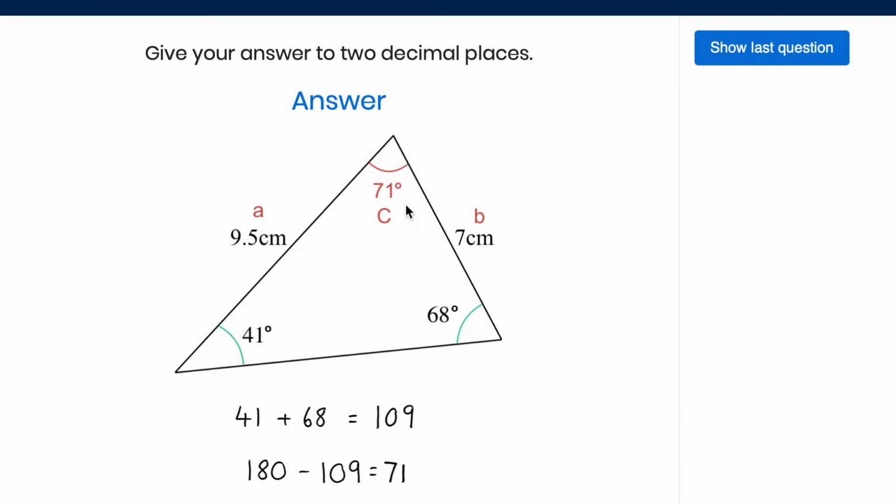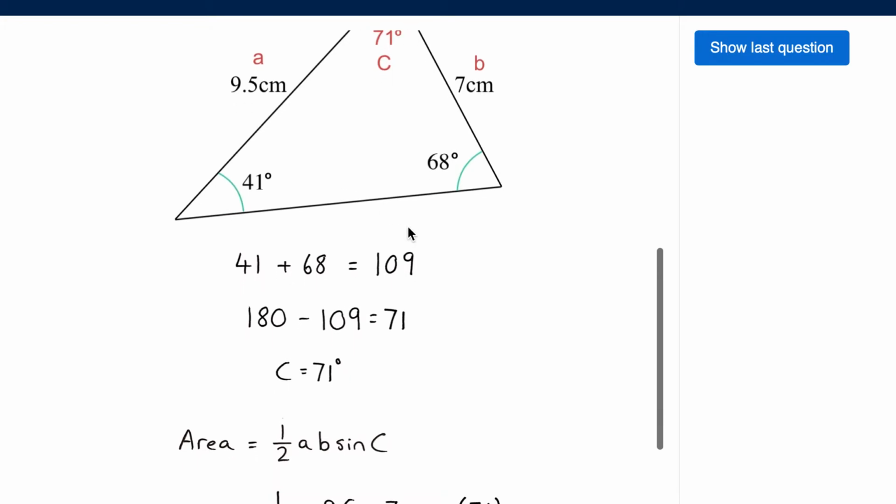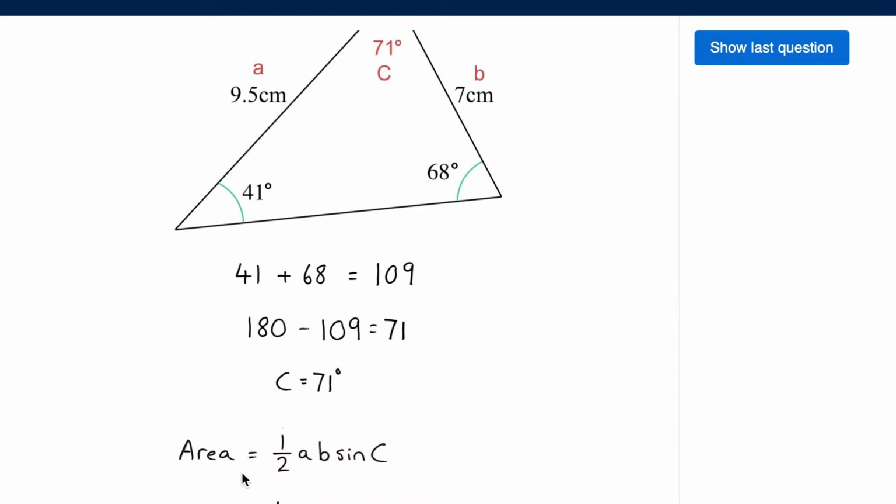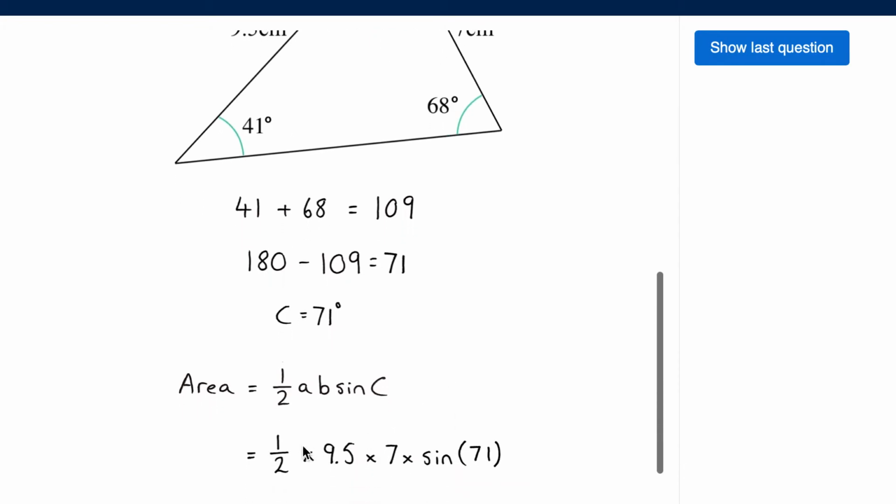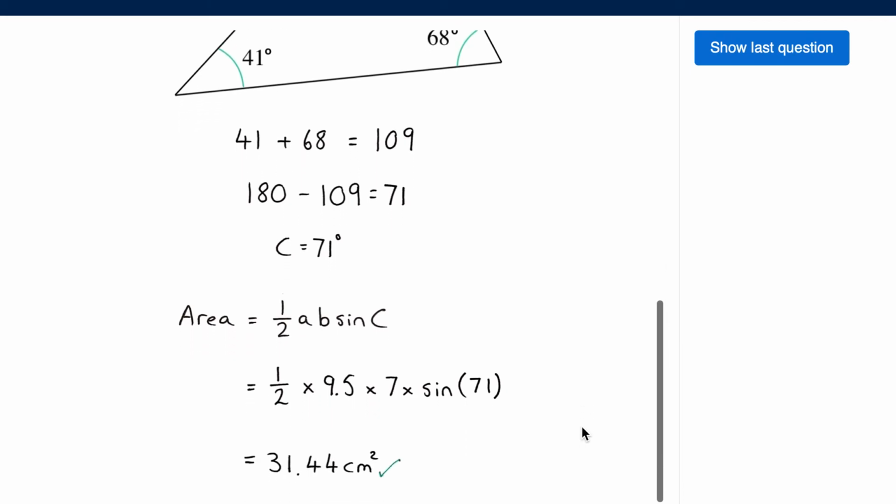Now it's straightforward. We can enter these values into the area formula. So area equals half AB sine C becomes half times 9.5 times 7 times sine of this new angle, 71 degrees, which when entered into your calculator should get 31.44 centimeters squared, correct to two decimal places.